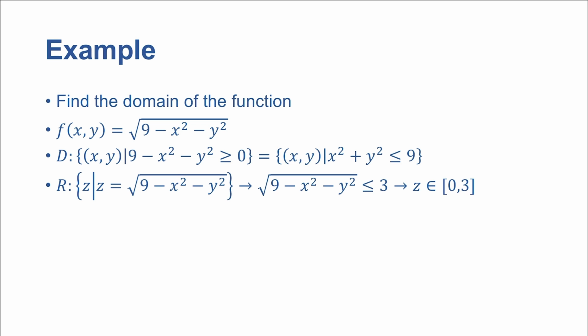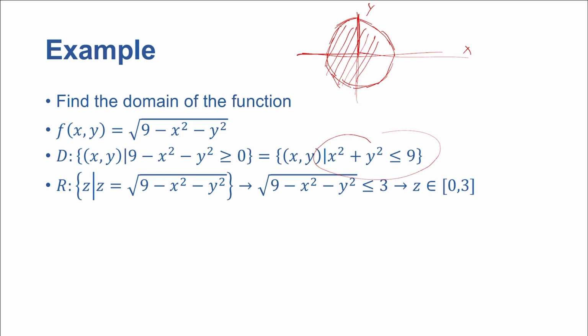So what we have here is, in two-dimensional space, we can draw our domain. So we have y and x. And you'll recognize this is the equation for a circle centered at 0 with a radius of 3. So we've got a circle here with a radius of 3, and any point that lies within this circle is defined. So this is where the function is defined.